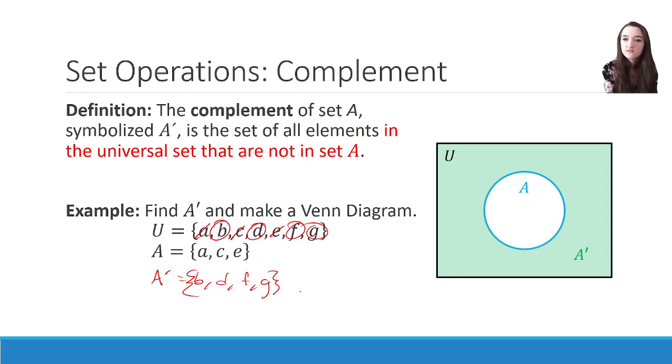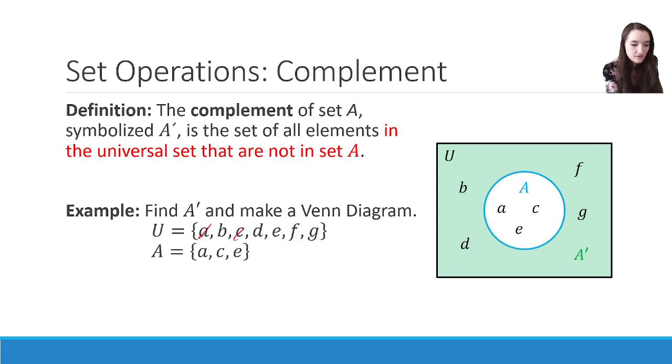But if I'm drawing the Venn diagram first, I would put in each of these elements, A, C, E, are going right in the middle in A, and everything else that I haven't placed already go elsewhere, go outside of A. And so A complement is just the colored in region, which is the area outside of A. So either way, we end up with B, D, F, G. So you can go in whichever order makes the most sense to you.